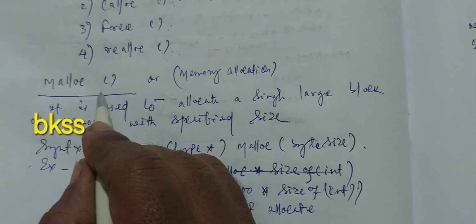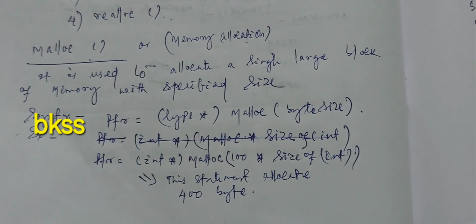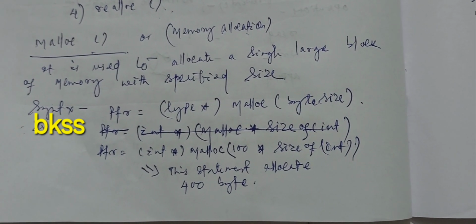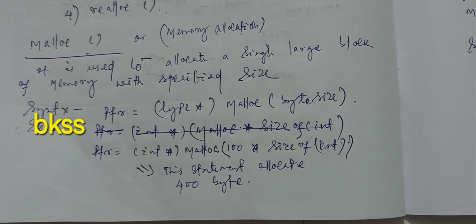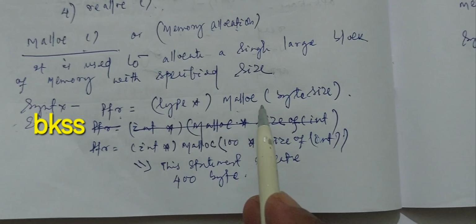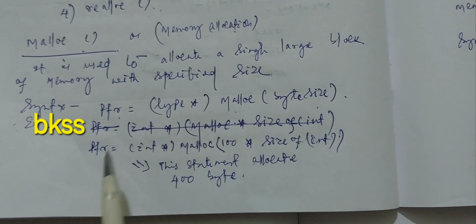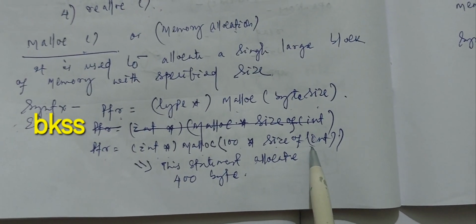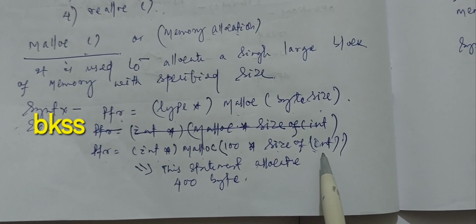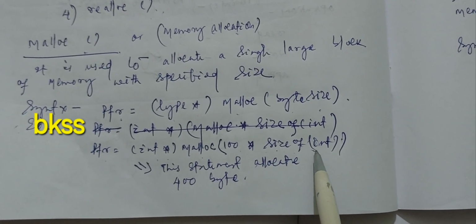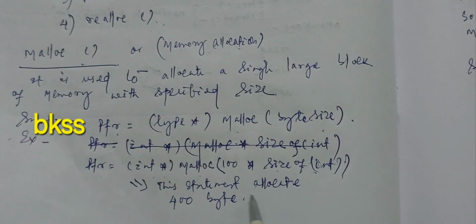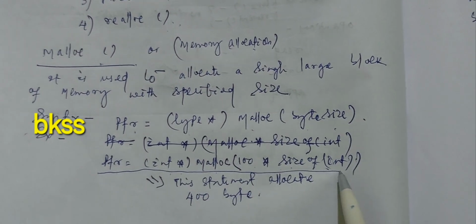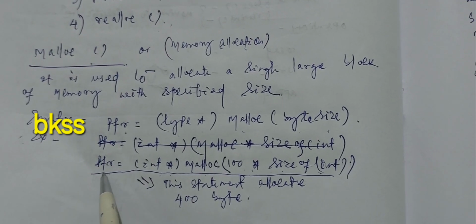The definition is like this. malloc, memory allocation, is used to allocate a single large block of memory with a specified size. A large block of memory will be allocated, but it is single. Its syntax is ptr = (type*) malloc(byte size). One example: ptr = (int*) malloc(100 * sizeof(int)). Size of integer is 4 in case of a 64-bit machine. So 100 into 4, this line will allocate 100 into 4 is equal to 400 bytes of memory, and the address will be stored into ptr.